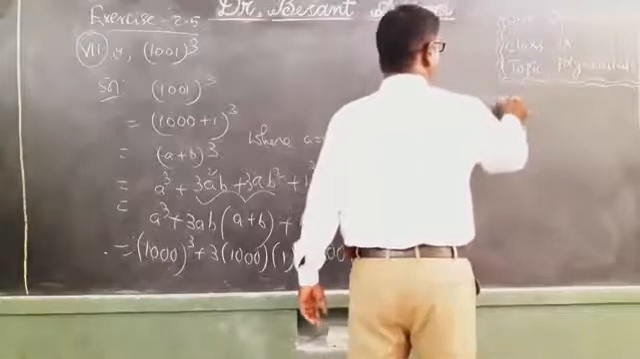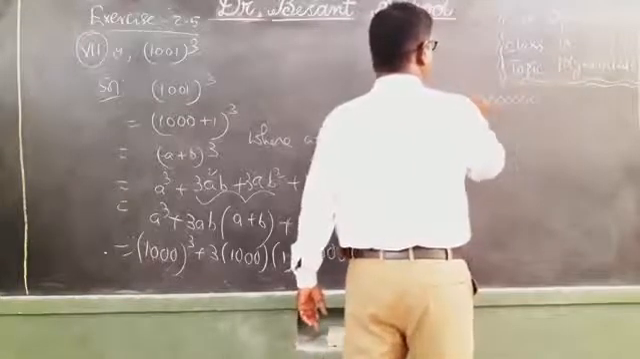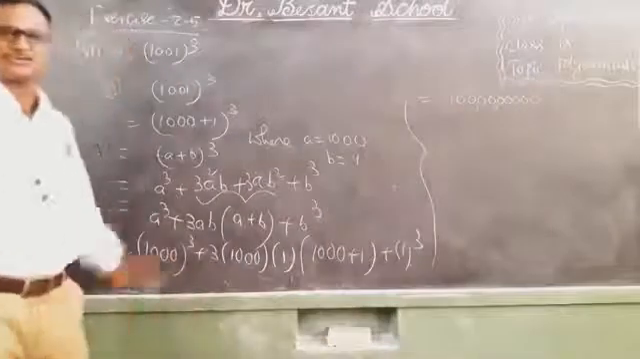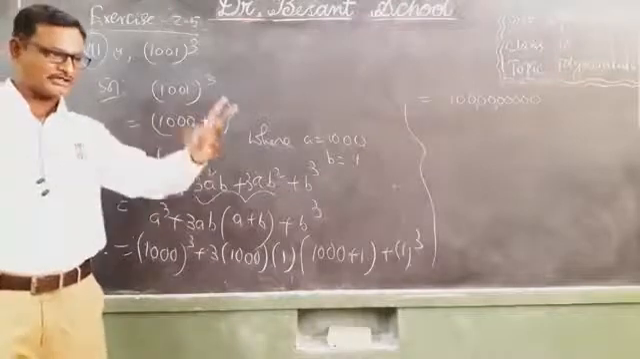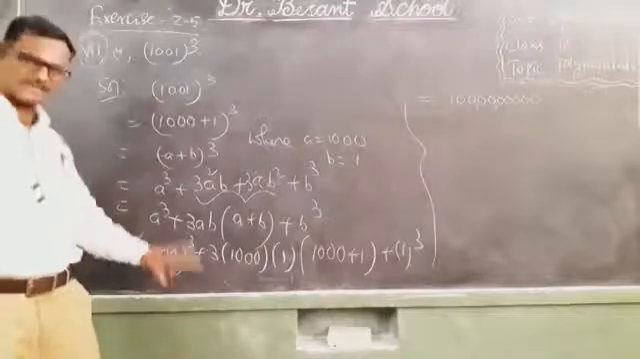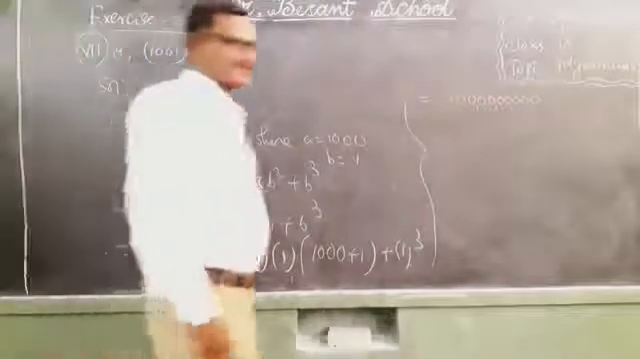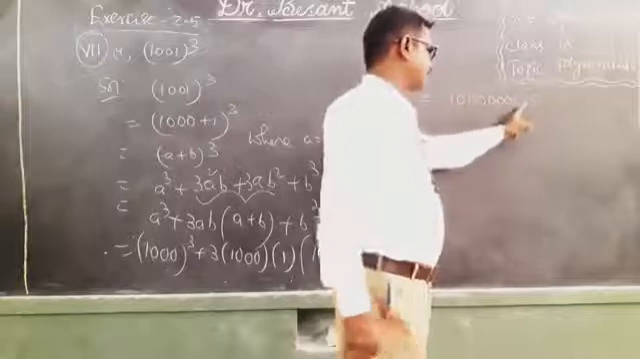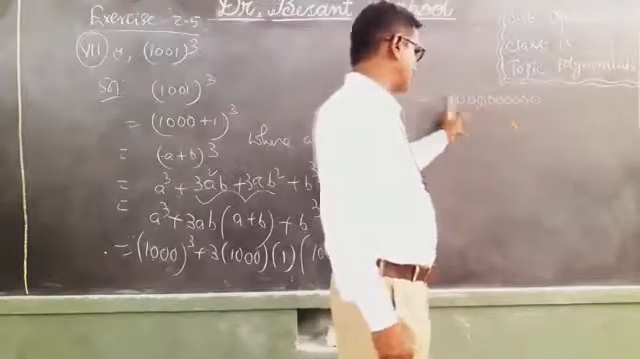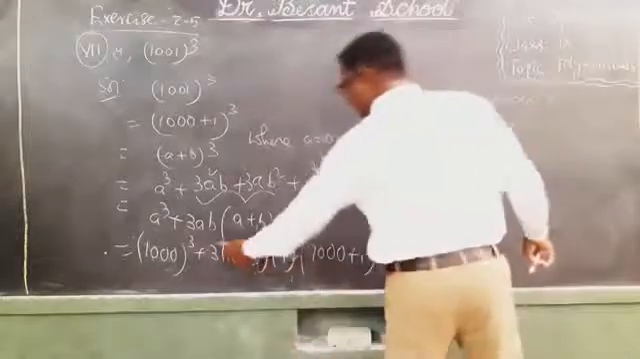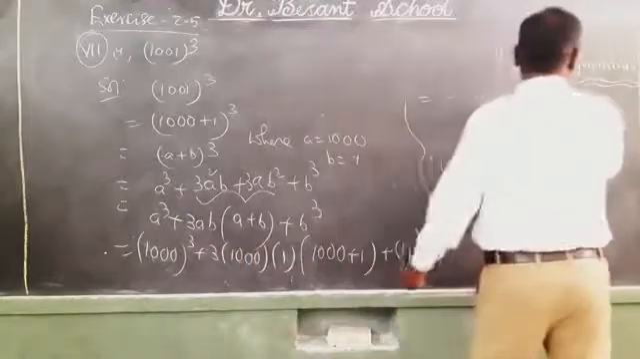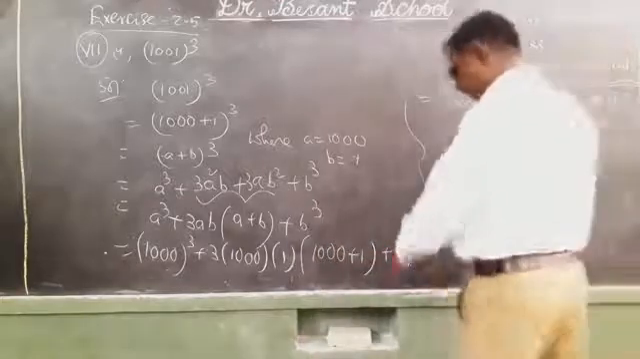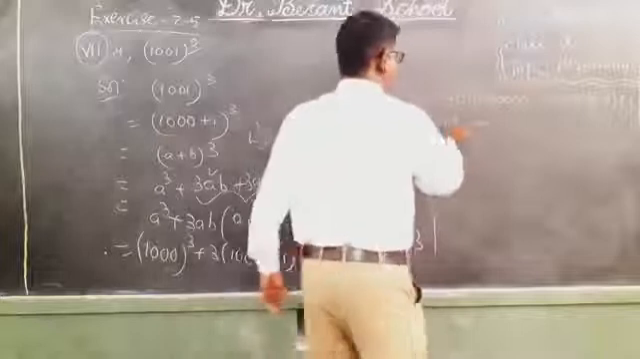Verify. Units, tens, hundreds, 1,000, 10,000, lakhs, 10 lakhs, crores, 10 crores, 100 crores. So 1,000 whole cube: 1,000 into 1,000 into 1,000, 1 into 1 into 1, 1 only. 3 zeros plus 3 zeros plus 3 zeros comes as 9 zeros. So 3 plus 3, 6 plus 3, 9 zeros. Ones, tens, 100, 1,000, 10,000, lakhs, 10 lakhs, crores, 10 crores, 100 crores. Plus, verify, 3 into 1,000 is 3,000, 3,000 into 1,000 plus 1 is 1,001. Plus 1 cube is 1 only. So this is 100 crores.